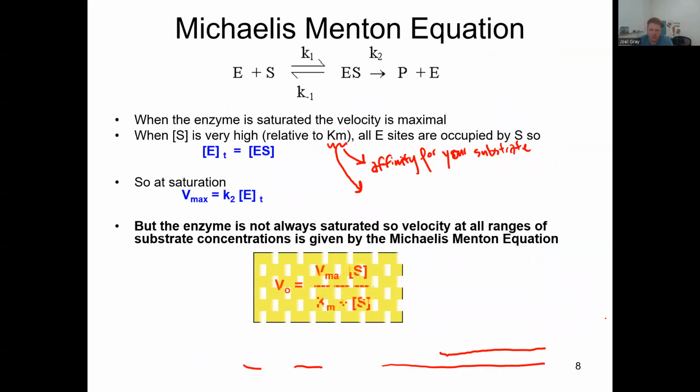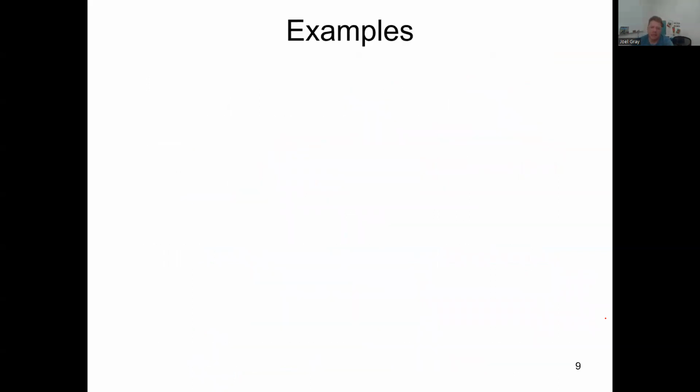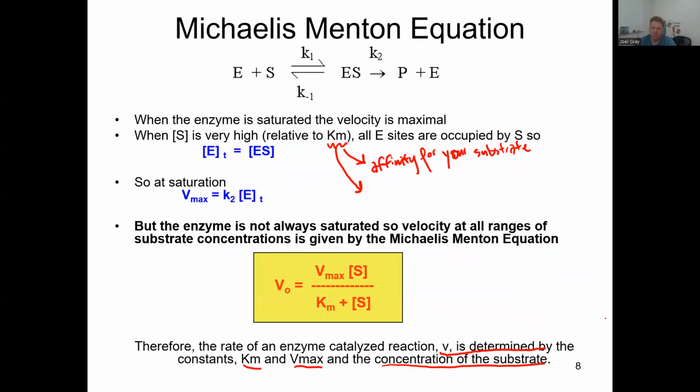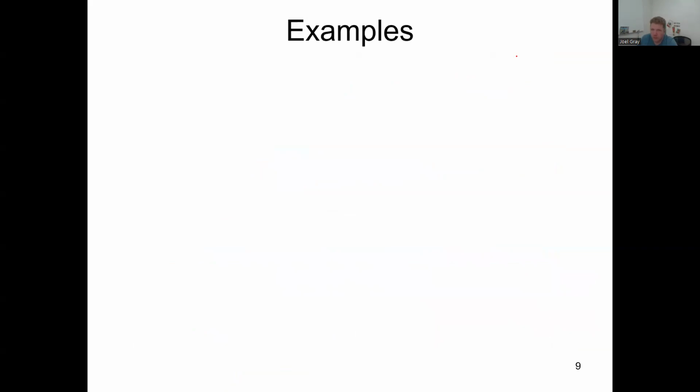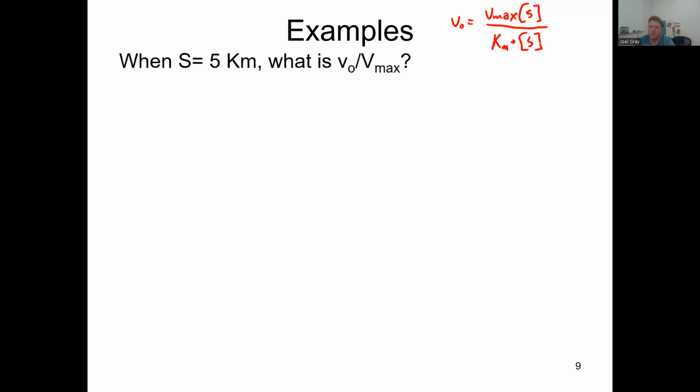Now, with that in mind, let's look at an example problem. When your substrate concentration is equal to 5 Km, let's go ahead and copy this equation. V sub 0 equals Vmax times substrate concentration over Km plus substrate concentration. This says when your substrate concentration, this should be bracketed, is equal to 5 Km, what is the ratio of your initial velocity to your maximum velocity?